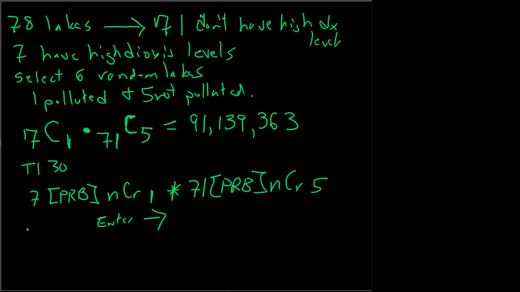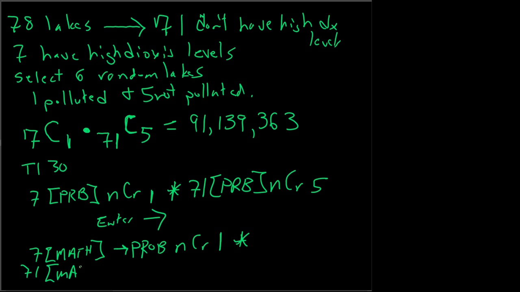The TI-84 does the same thing. You would type in 7, you would hit the math key, you would scroll over to probability, down to nCr, type 1, type multiplication, and then you would repeat. You would type 71, math, scroll over to probability, down to nCr and 5, and hit enter or equals. And you would get the answer.